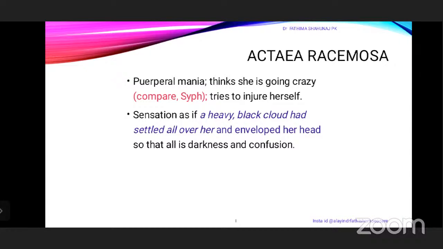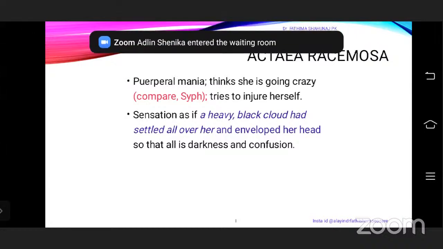So next is the sensation as if a heavy black cloud had settled all over her and enveloped her. So she will develop some sort of darkness and confusion in her thinking. Why? Because of this peculiar sensation, that a heavy black cloud had settled all over her and enveloped her head.